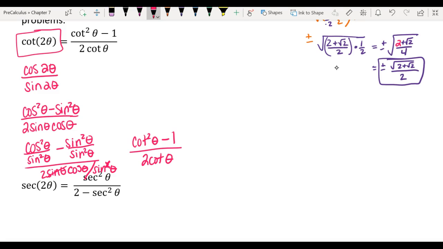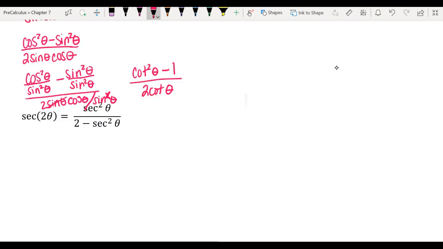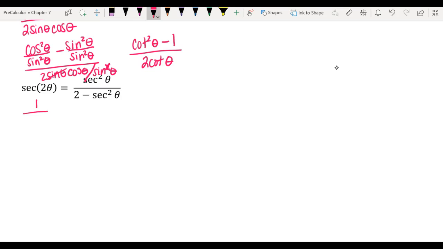So, let's go ahead. Let's try this one. I have secant of 2 theta. What do I need to change that to? 1 over cosine of 2 theta. Okay? Now, my other version has secant squared of theta over 2 minus secant squared of theta. Okay?